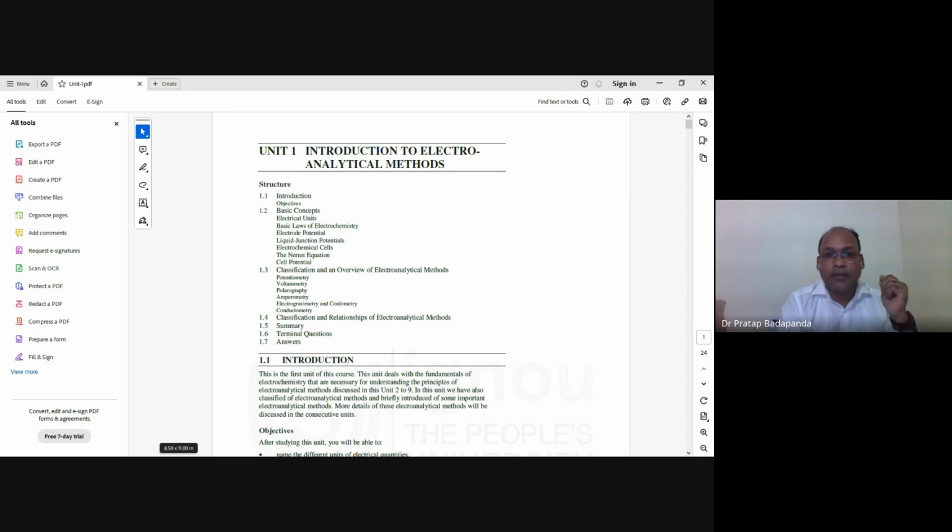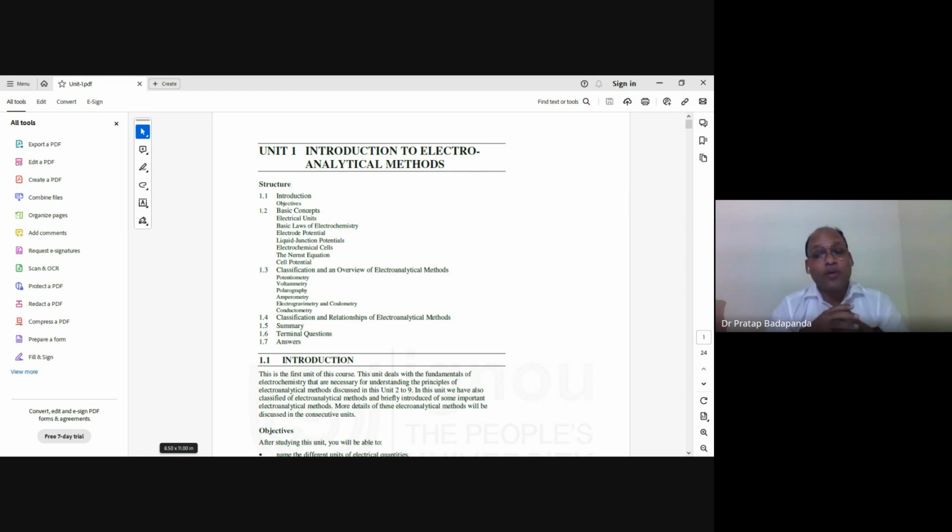electrochemistry or electroanalytical chemistry. Then the electrochemical cell. You are all aware of the electrochemical cell. What do you mean by electrochemical cell? When chemical energy is converted to electrical energy, the system in which it happens is known as an electrochemical cell. We have to understand all this terminology, right?